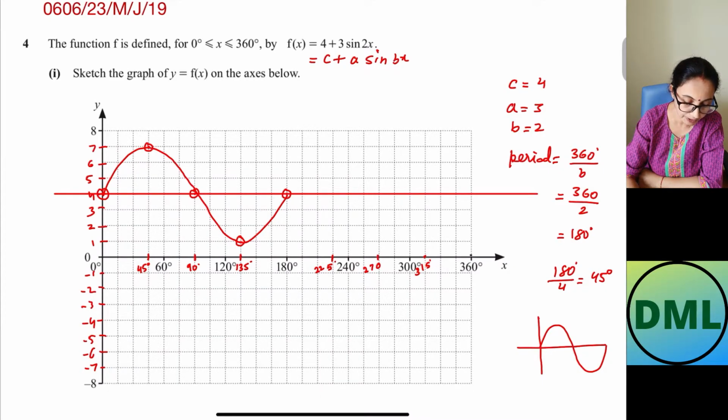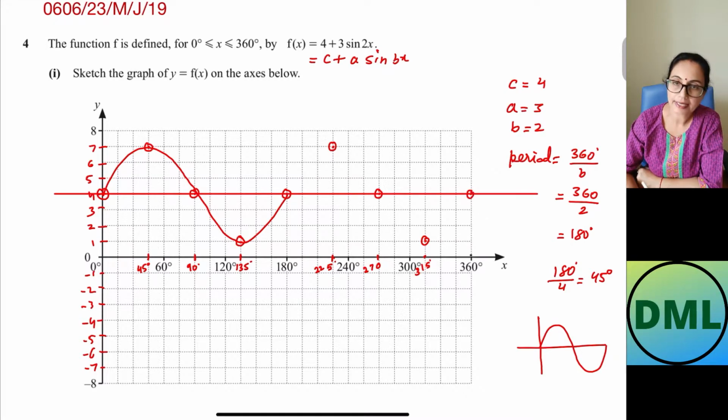I need to continue this graph till 360 degrees. Let's continue that. It will start from the axis. At 225 degrees, it will again go to the amplitude, 3 units above the axis. It will go till 7. At 270 degrees, it will again touch the axis. At 315 degrees, it will go down 3 units from the axis. So it will touch 1. At 360 degrees, it will again touch the axis.